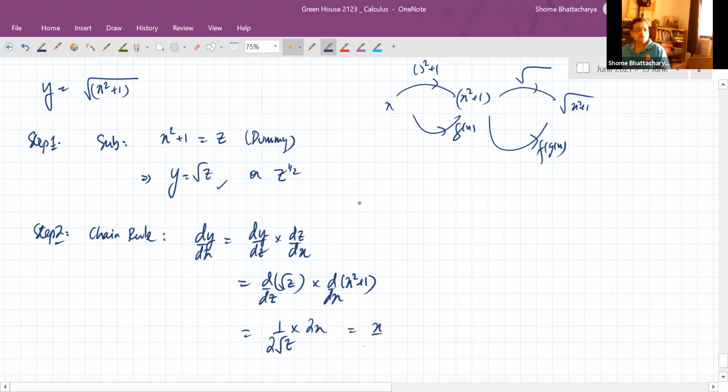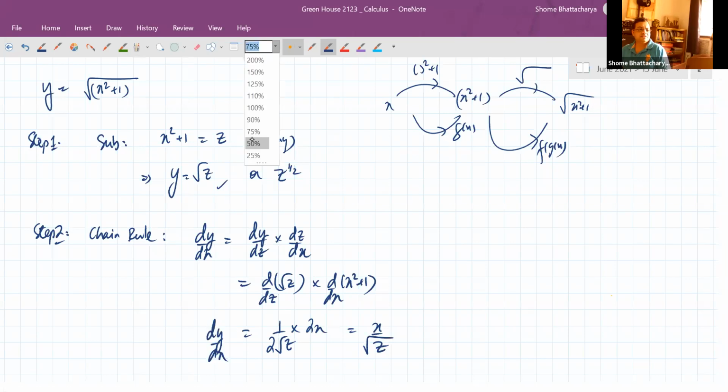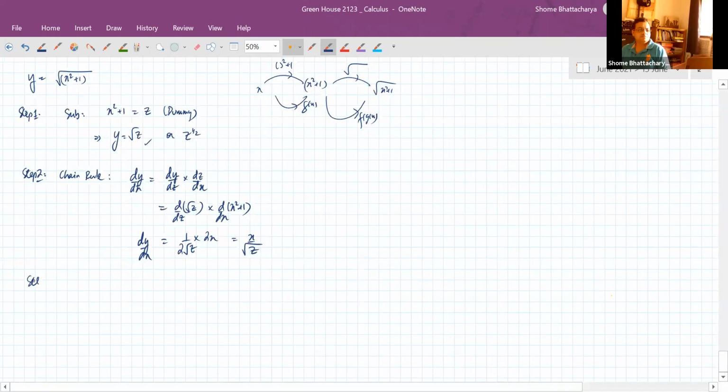In the chain rule step, we've got the value of differentiation, but the only thing is we have to eliminate z because it's a dummy variable. So step 3, which is our re-substitution step: just substitute z as x square plus 1. So this is our differentiation. This is the answer.